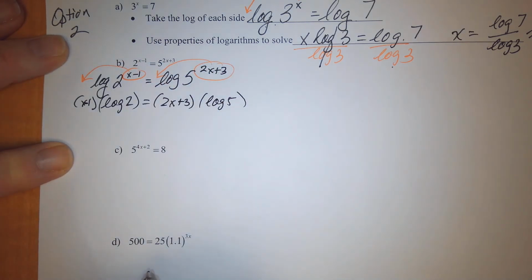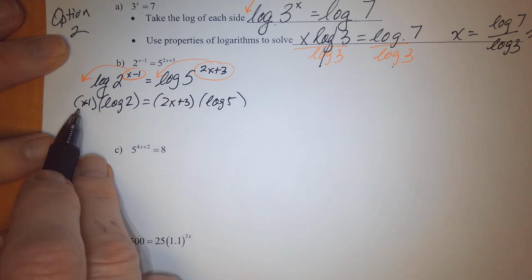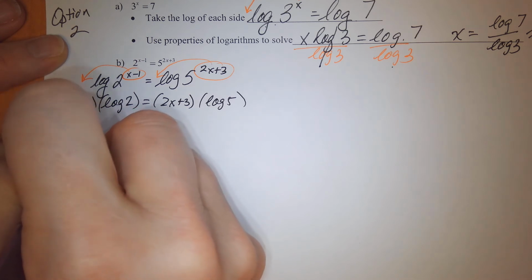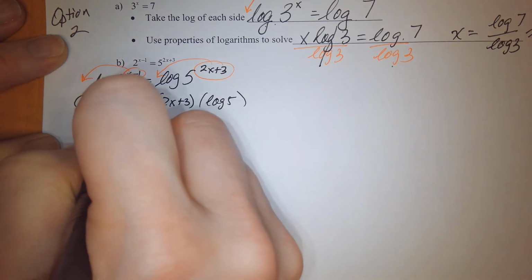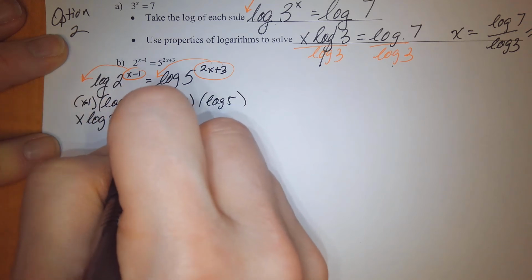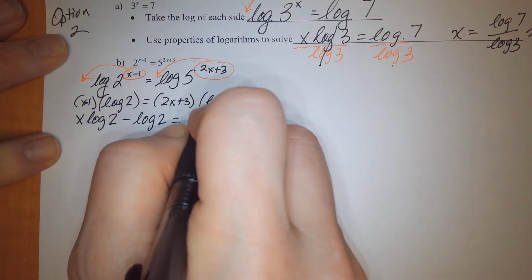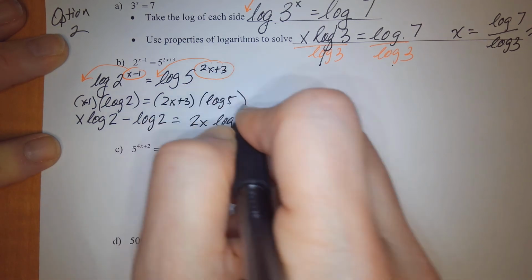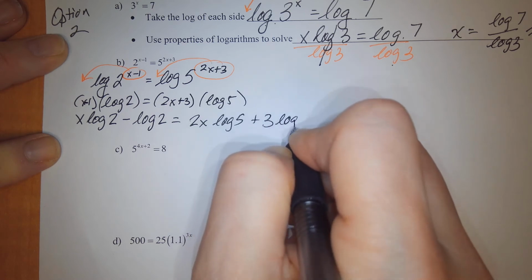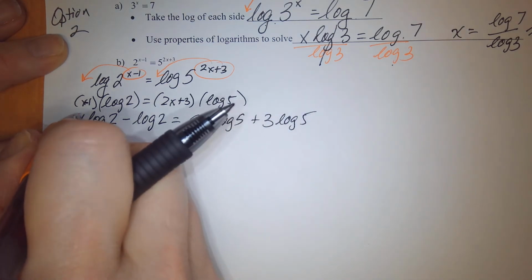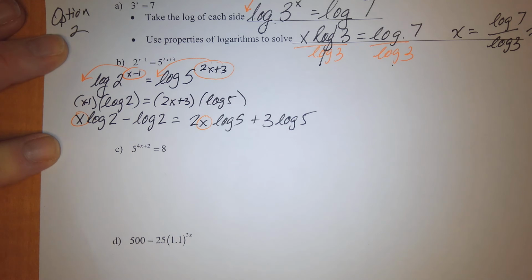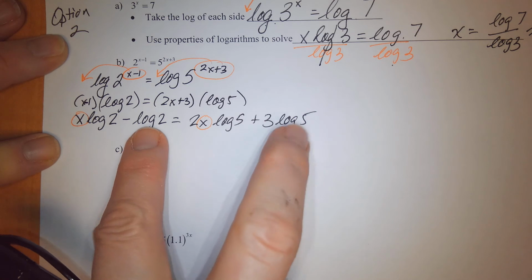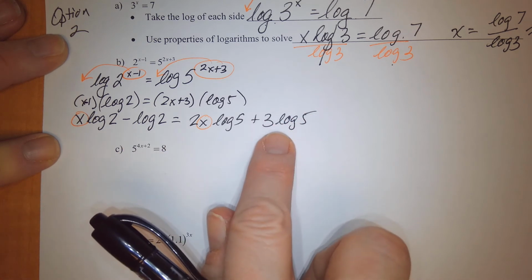Now we need to solve for x. So what I'm going to do is distribute so I can get those x's out of those parentheses. So this becomes x times log 2 minus 1 times log 2 equals 2x times log 5 plus 3 times log 5. Now the goal is to get these x's together on one side of the equation. So I'm going to move these two terms over to the left side, and then I'm going to put these two terms without the x over to the right side.